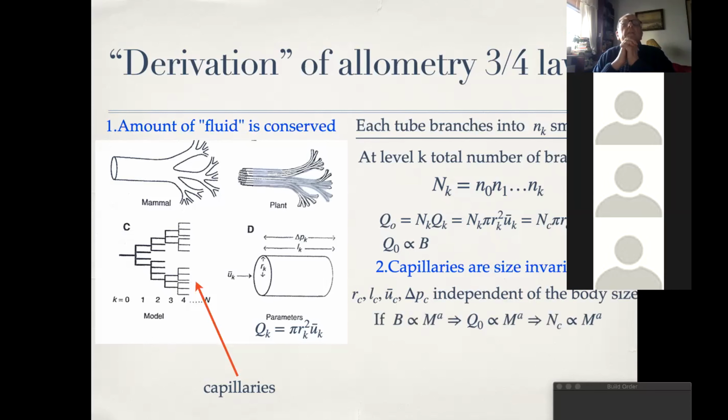And that, of course, means that if we make a basic and logically quite feasible assumption that the metabolic rate B must be proportional to the mass of the living structure with some exponent a, which we don't know what it is, then the Q0, the flow through of a blood or the liquid through the level 0 channel, must be proportional also to the mass of the body with the same exponent. And that means that the total number of the tubes, elements of our network at the capillary level is also proportional to the mass with the exponent a.